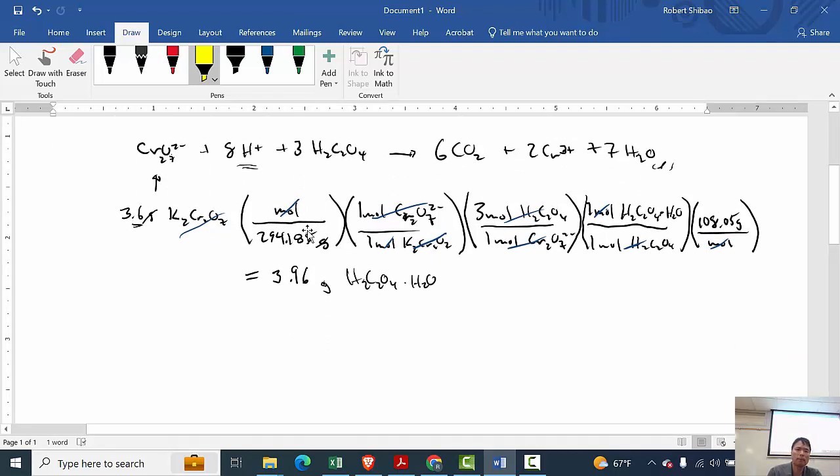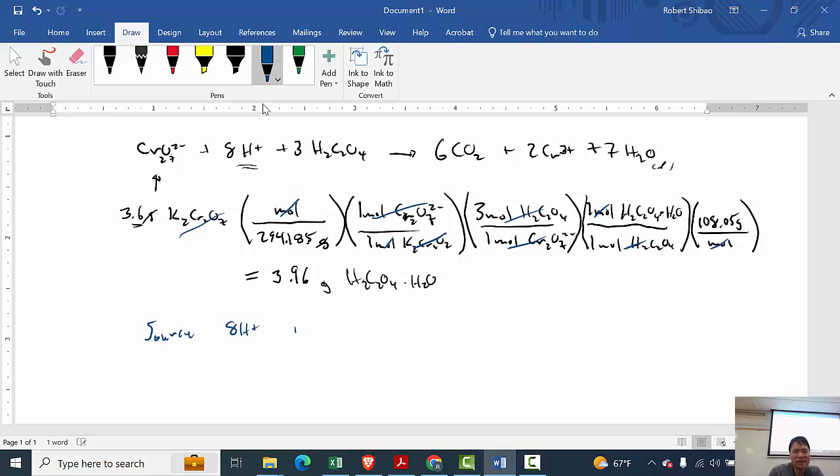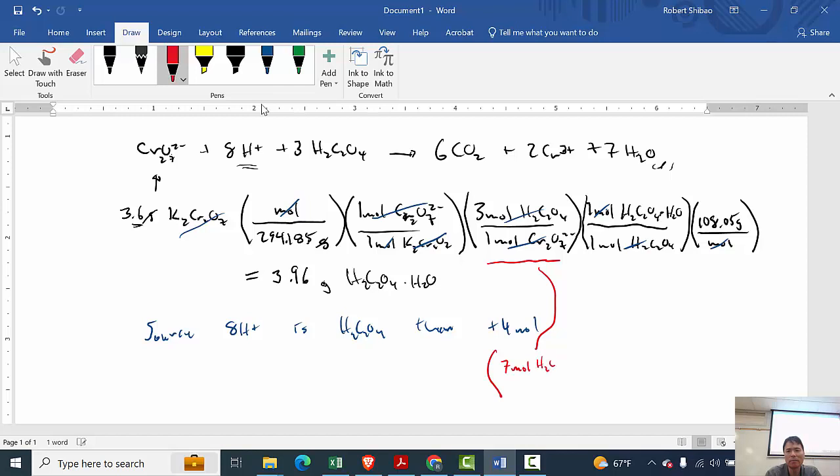Let's write that here. If the source of the 8H+ is H2C2O4, then we'll want an additional plus 4 moles. So what that means is that this ratio here is going to change to 7 moles of oxalic acid per 1 mole of dichromate. Oops, is that right? No, this ratio here. Well, no, this is the correct ratio, sorry.